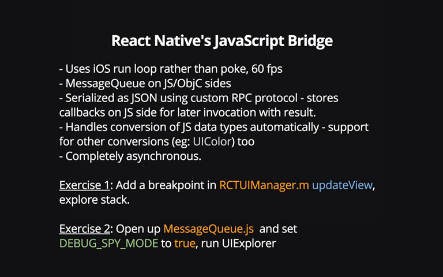So React Native's JavaScript bridge is fairly similar in that concept, but rather than a command queue, it's called a message queue. So you can look at MessageQueue.js inside of React Native to get some more understanding of it. It uses the iOS run loop rather than having a poke, so it doesn't say, oh hey, I've updated this view, change some iframe thing, and then send this over. You actually have this run loop happening. So at 60 FPS, which is 16.67 milliseconds, it will flush whatever needs to be performed on both sides.